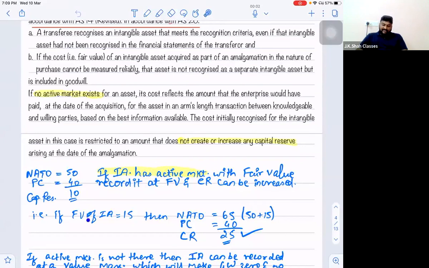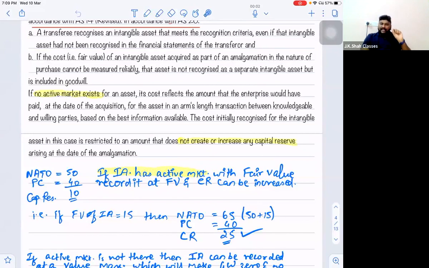That is, fair value of intangible asset is 15. So, sir, now what will be the net assets taken over? Sir, it will be 50 rupees plus 15 rupees of the intangible asset that is getting acquired. So net asset will become 65 rupees. But you are paying only 40. So technically 25 rupees. So here we have increased the capital reserve. That is allowed, sir. No problem. Reason, active market is available. I hope you understand my point. Correct?